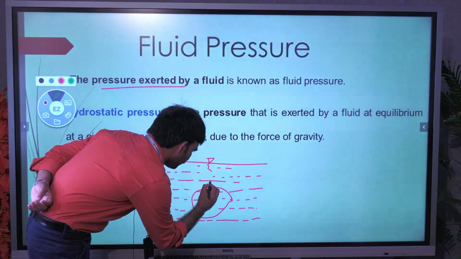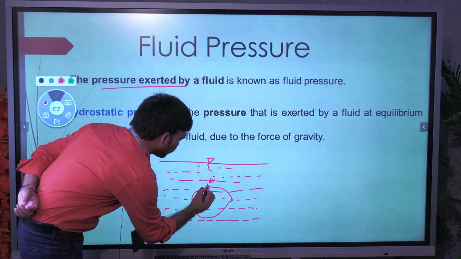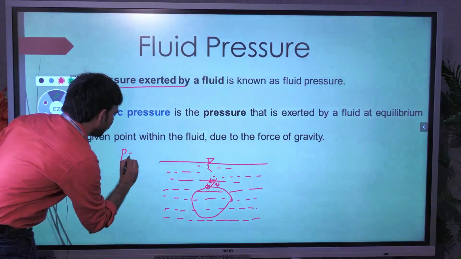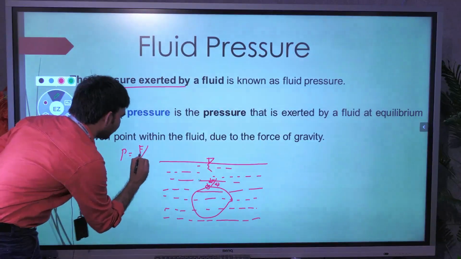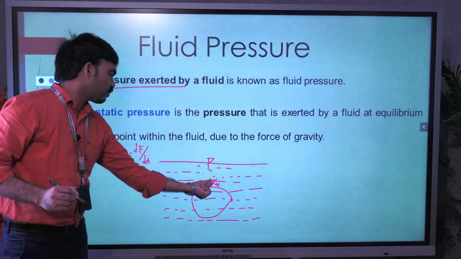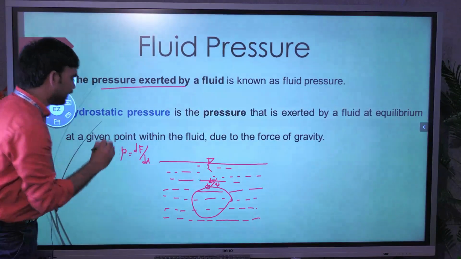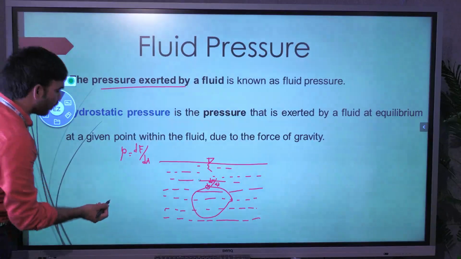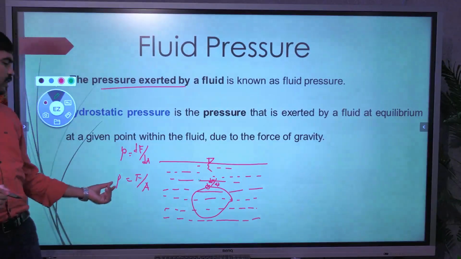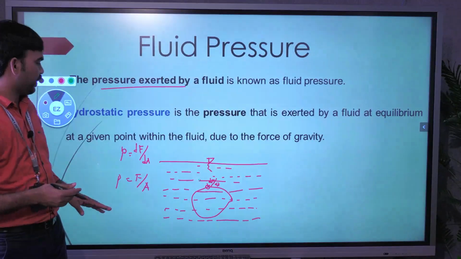If dF is the force acting on the solid body per unit area where it is acting, that you can call pressure intensity, right? Pressure is force per unit area, that is dF by dA. If dA is a small area of the solid body and dF is a small force acting on the small elemental area, this is P, the pressure intensity. If you want the total pressure acting on the body, you integrate and you will get P equal to F by A. So pressure is force per unit area, how much force is acting on the solid body per unit area, right?